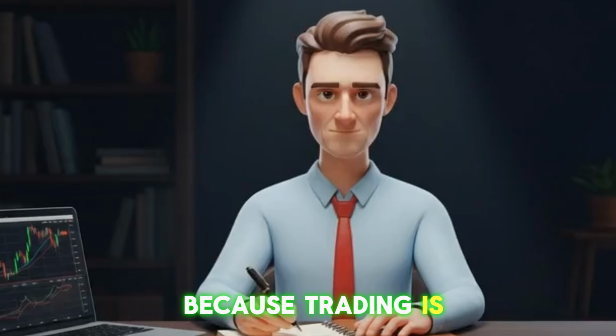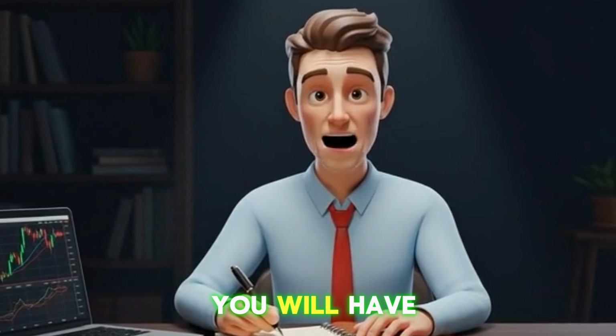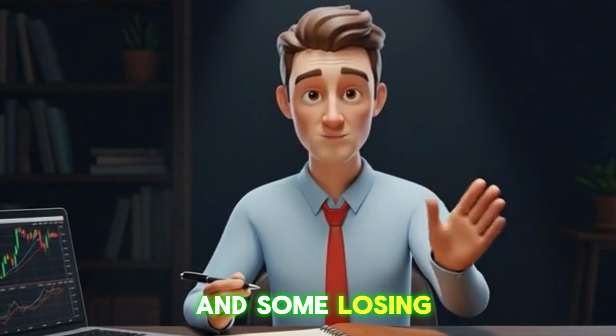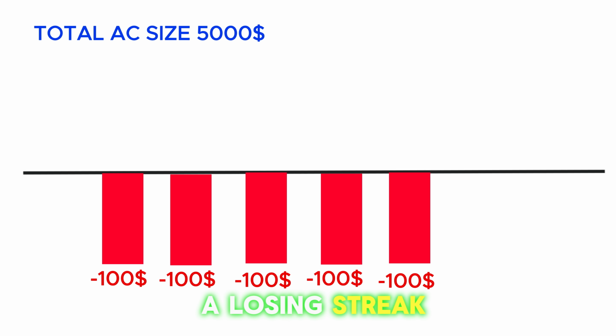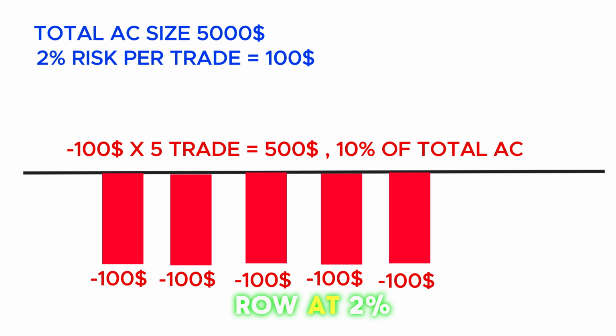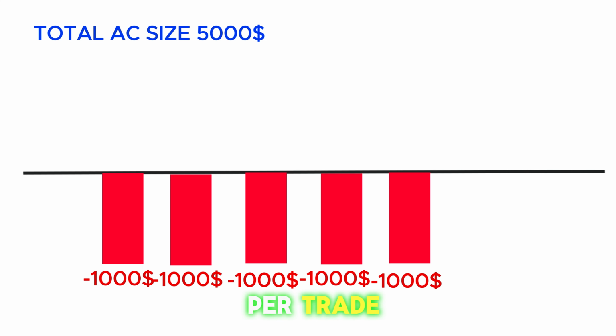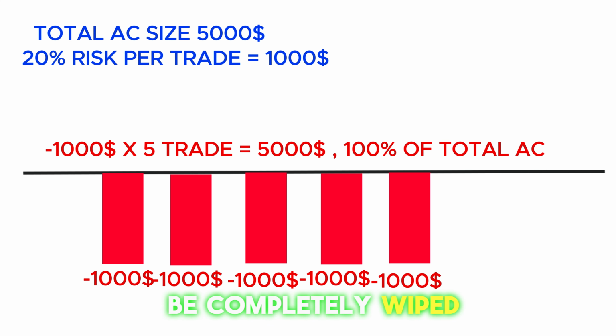Because trading is all about probabilities. You will have some winning days and some losing days. If you hit a losing streak and lose 5 trades in a row at 2% risk, you have only lost 10% of your account. You still have 90% of your capital left to easily recover. But if you were risking 20% per trade, your account would be completely wiped out.